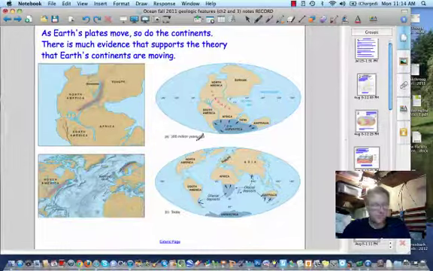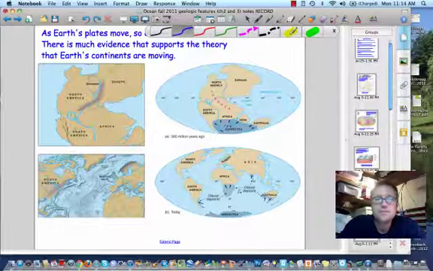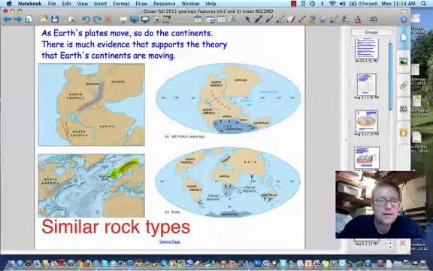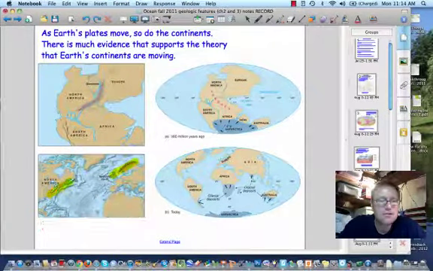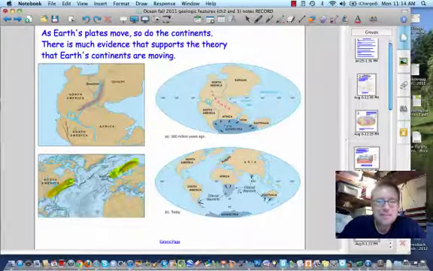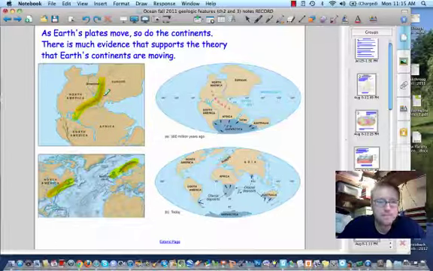Here are two other pieces of evidence. One is that we can find similar rock types. If we look at the Caledonian Mountains up in Norway and Scotland, and the mountains and rocks of North America, the Appalachians, these rocks are very similar. So similar that they think they were formed at the same time in the same place. If they formed at the same time and at the same place, they must have been together before. And sure enough, we now think these rocks formed during some mountain building activity back when Pangaea was around. And since that time, the continents have split apart.